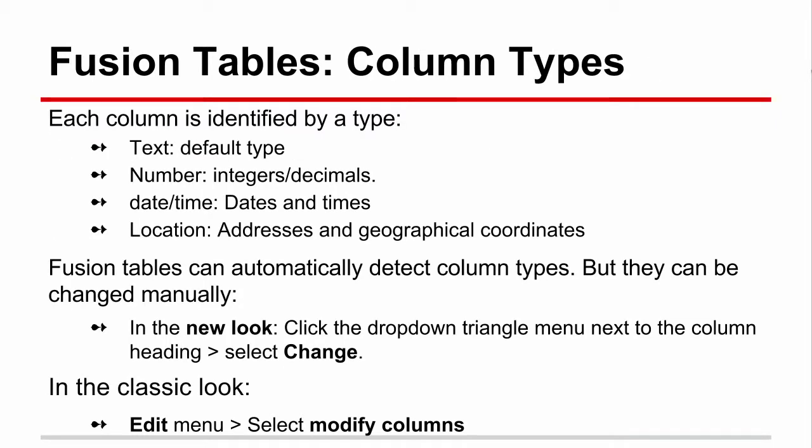Each column has a type that describes the values contained within it. These types can be text, number, date or time, or location.